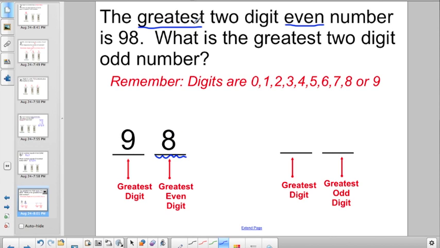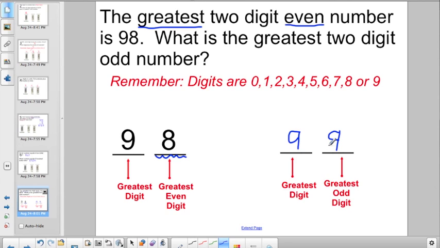But they also wanted to know the greatest two-digit number. So now what's the greatest digit I have? 9. Do you understand how 98 is the greatest two-digit even number? So let's go and look at the question now. They want to know what is the greatest two-digit odd number. So for the digit in the tens place, use the greatest digit. What's my greatest digit? It's got to be 9. But now I have to make it the greatest two-digit odd number. What's my greatest odd digit? Hey, it's 9 again, right? So the greatest two-digit odd number is 99.